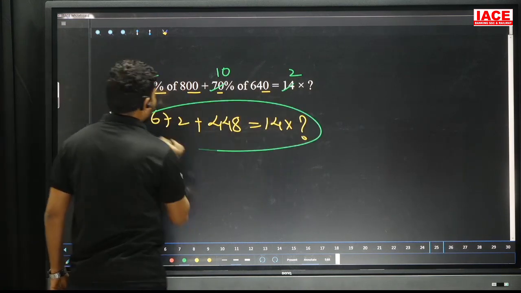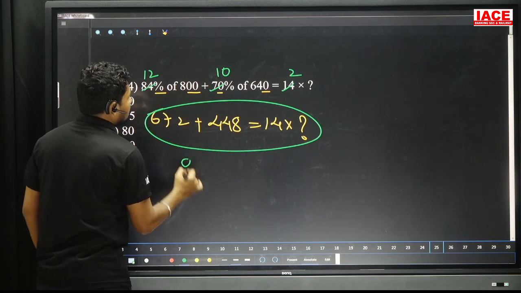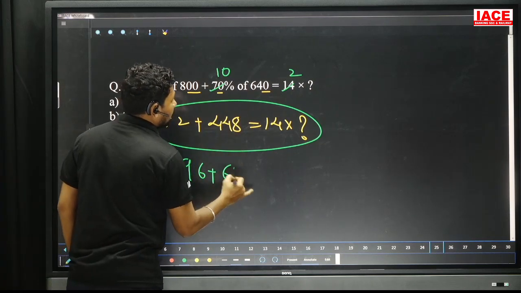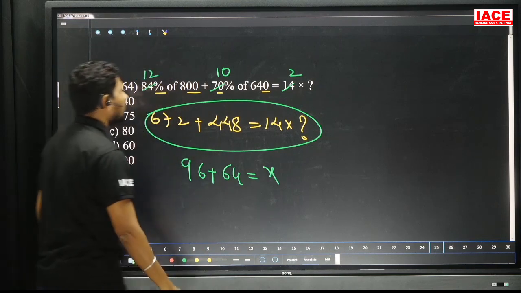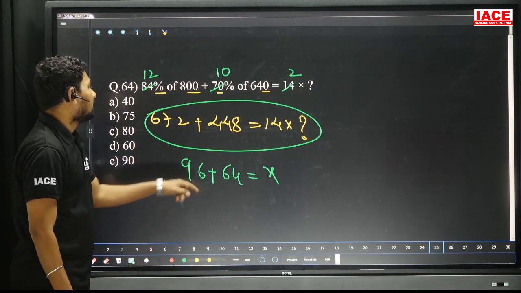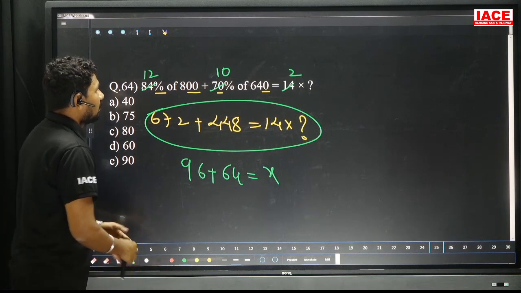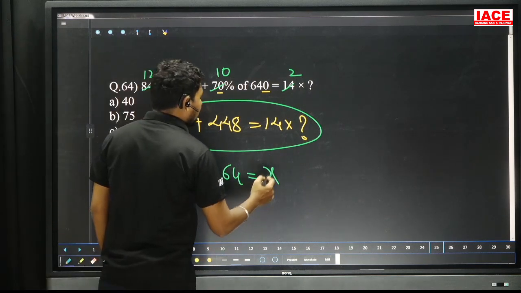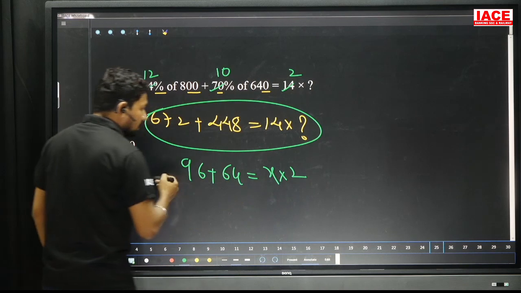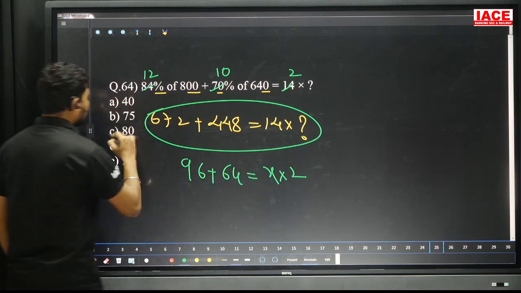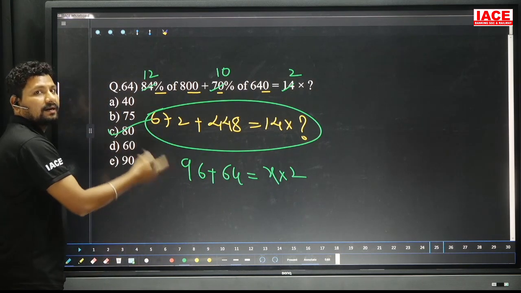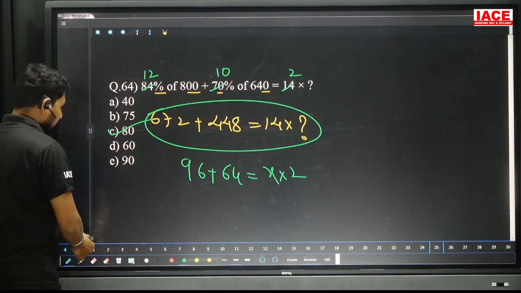It is not required, this total simplification. Look at 12 8s are 96 and 64, which is equal to x. 96 plus 64, 4 will be added, it is 100, 100 plus 60, it is 160. Here into 2, 160 by 2 is equal to 80. No need to calculate it thoroughly. Move to the next example.